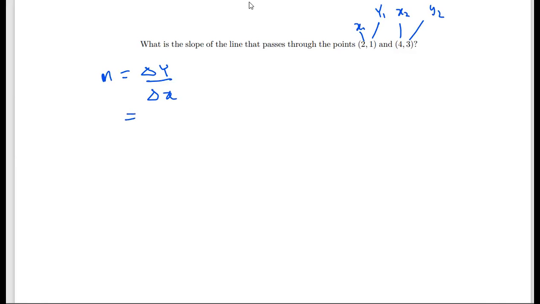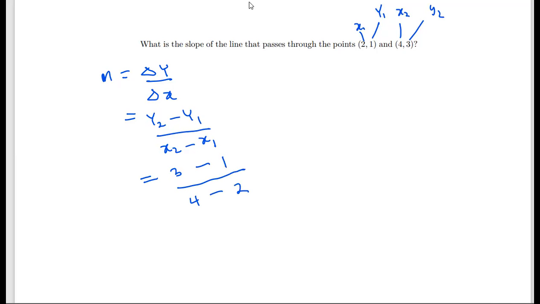Change in y is just, we just have to find the difference between these y values. So we'll do y2 minus y1 divided by change in x, which is x2 minus x1. So now we can sub in different values: y2 is 3, minus y1, which is 1, divided by x2, which is 4, minus x1, which is 2.